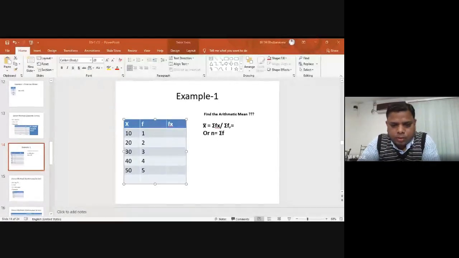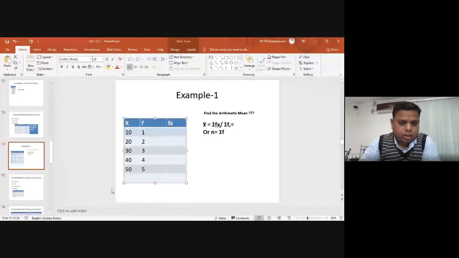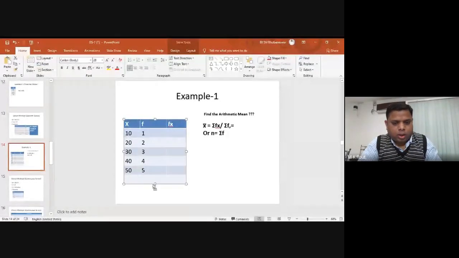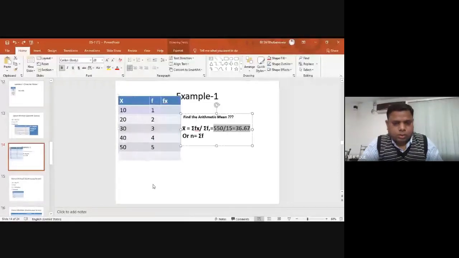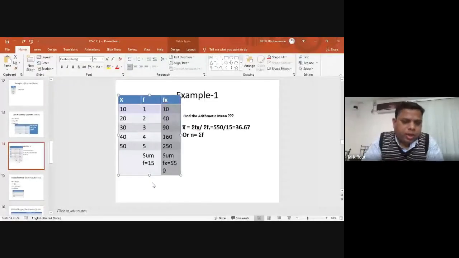I think all of you have already done this one. So if you go to the calculation, I'll show the answers. Okay, so this is the answer. If you calculate summation of f, that equals 15. In case of f into x, that is 10 into 1, 10; 20 into 2, that is 40 for the second row. In the third row, that is 30 into 3, that is 90. In the fourth row, that is 40 into 4, 160. And for the last row, 50 into 5, that is 250. So if you add up, summation of fx is 550.